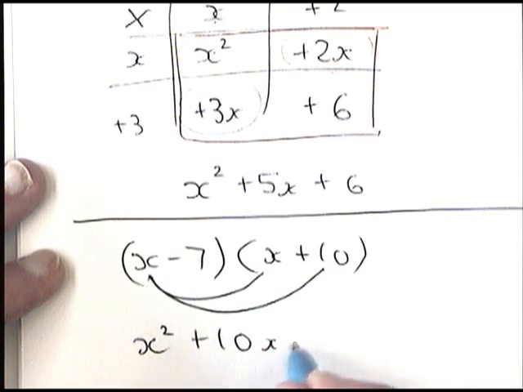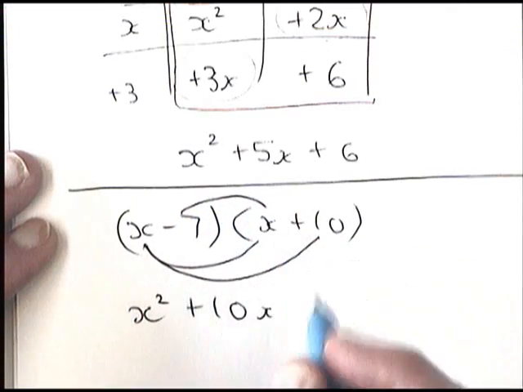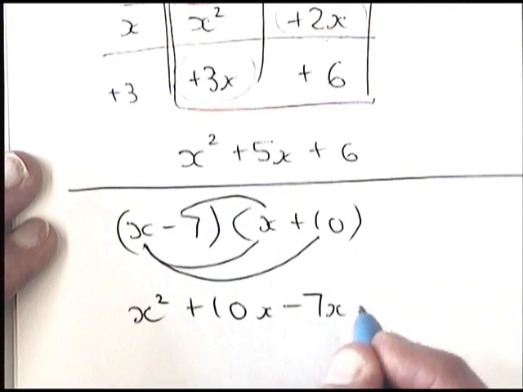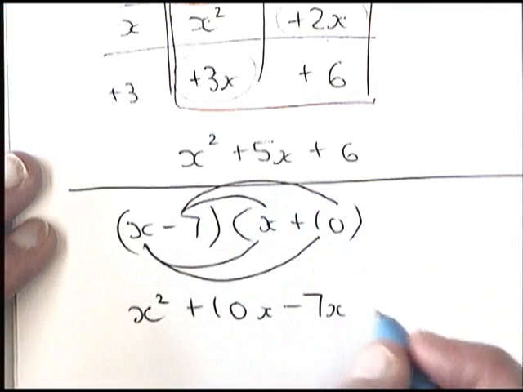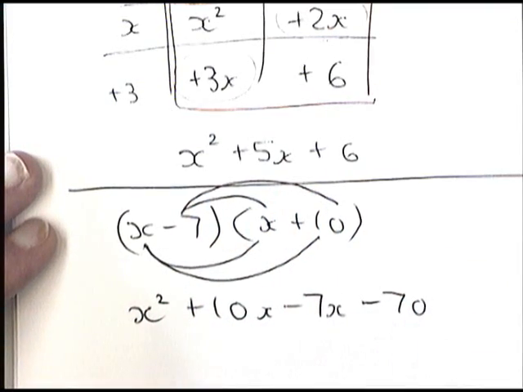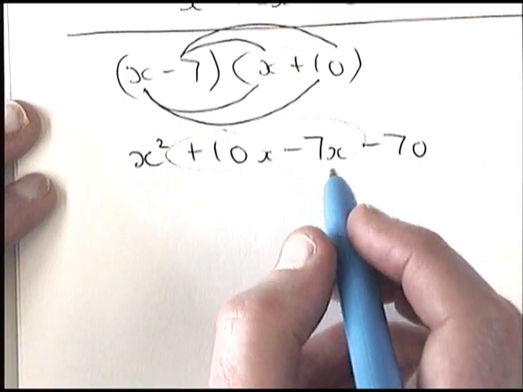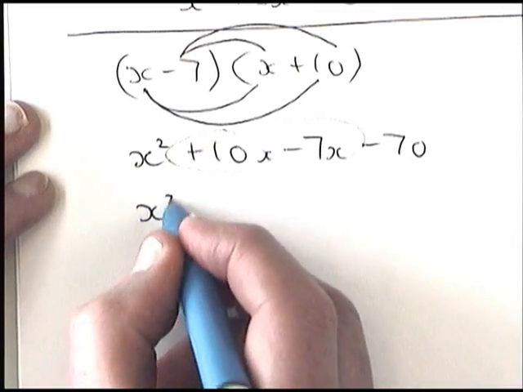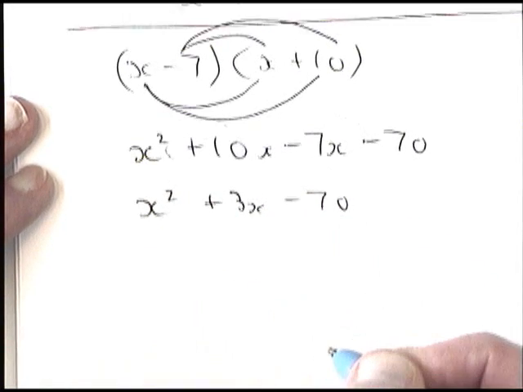That's plus 10x. The minus 7 has to be times by the x. That's minus 7x. And the minus 7 has to be times by the plus 10. That's minus 70. These bits here you can combine together. If you had 10x and you take 7x away, you're left with 3x. So it's x squared plus 3x, take away 70.